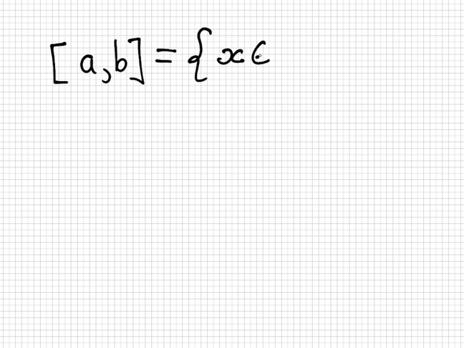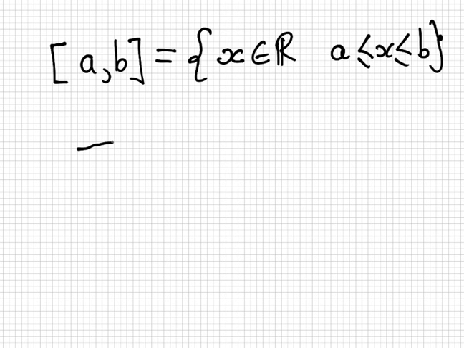If I write this, it means all the numbers which are real and which are between A and B, including A and B. So in other words, it's all the numbers in between A and B, including A and B. That's what this means.